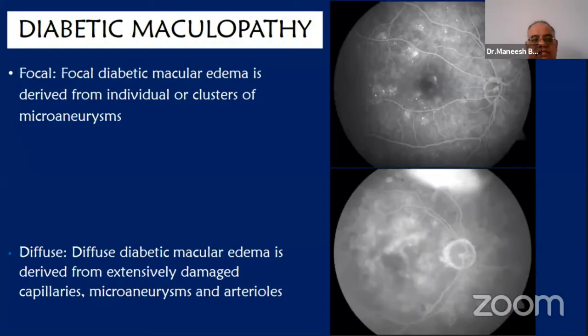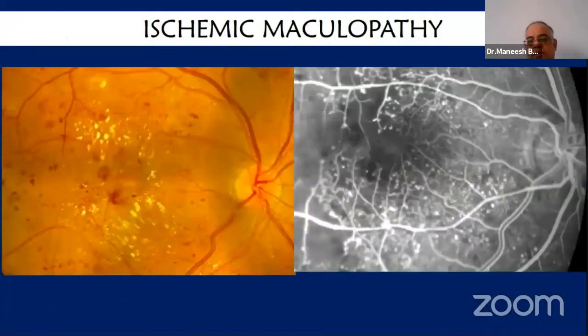And then there is a vitreous hemorrhage, which requires extensive management. Diabetic maculopathy might be focal or diffuse, depending on the clusters of microaneurysms and their spread from the leakage site. Ischemic maculopathy can be seen on the fluorescein angiogram with enlargement and distortion of the FAZ.